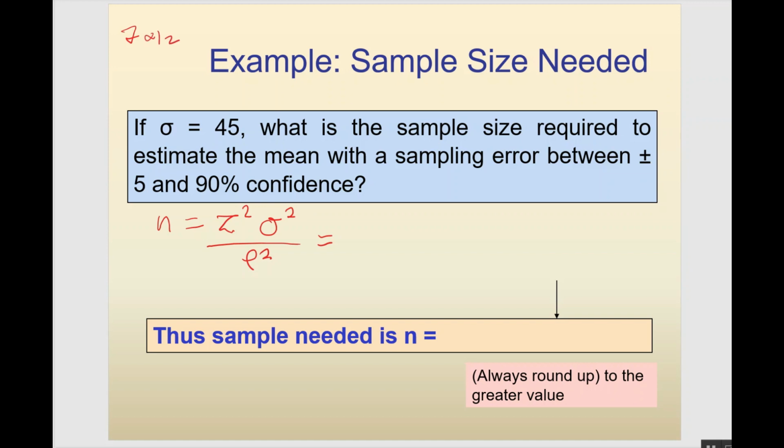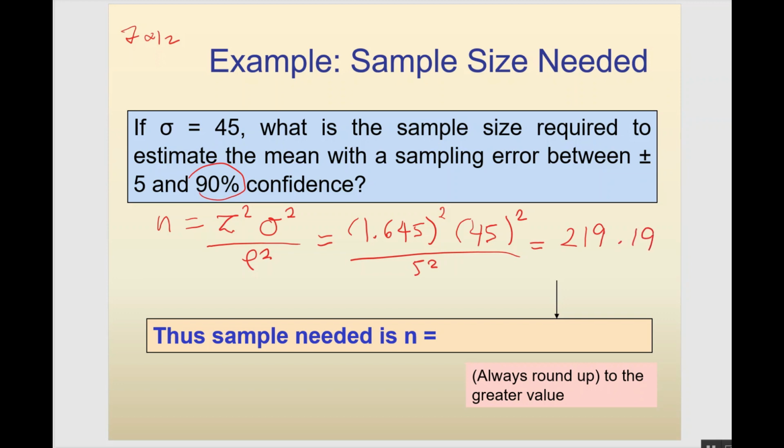So basically for 90%, you should be getting 1.645. You can refer to the steps that I've explained in the previous slide, how you get this value of 1.645 from the Z of 90% here. Your standard deviation they give to you is 45, squared, divided by your E squared. What is your E squared? It already gives you a sampling error of plus minus 5, so this is 5 squared. Once you calculate this, you should be getting 219.19 here.